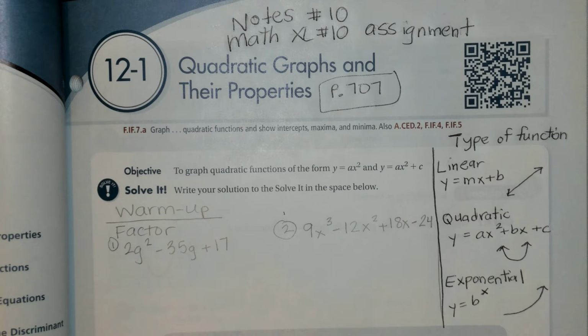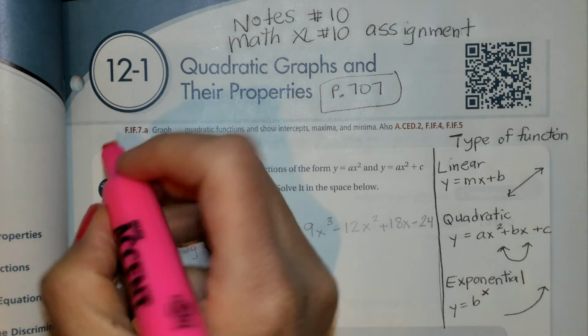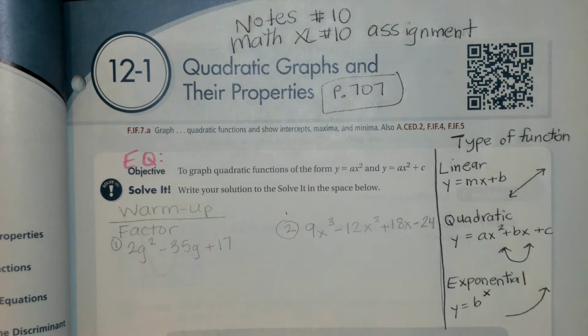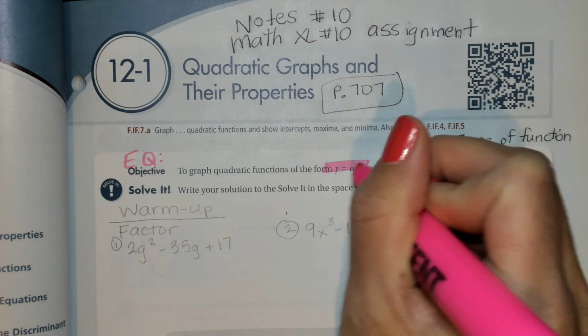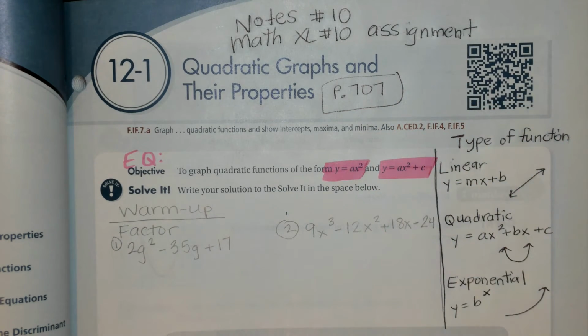All right, these are notes number 10. They're a little bit different because I'm going to be writing it out of the book, but if you don't have your book, you can always copy this onto paper. The objective is basically the essential question, so I'm actually going to just write EQ. To graph quadratic functions of the form y equals ax squared and y equals ax squared plus c.